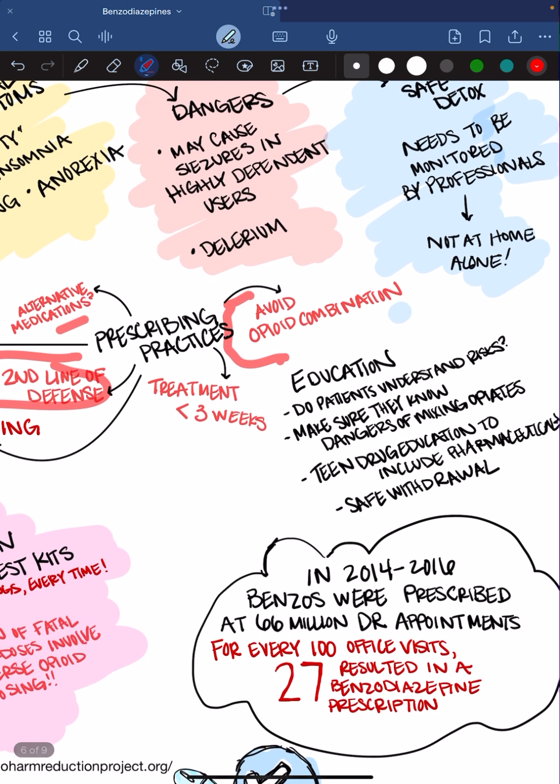Some education that is important to safely managing benzodiazepines is making sure that patients understand risks, making sure that they know the dangers of mixing it with opiates or other drugs, but also teen education to include pharmaceuticals. I think that pills and pharmaceuticals can be seen as safer and more reliable, and falsely give the sense that they carry less risk and danger. And making sure that people know about how to safely withdraw.